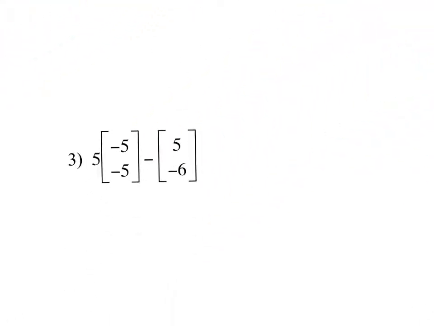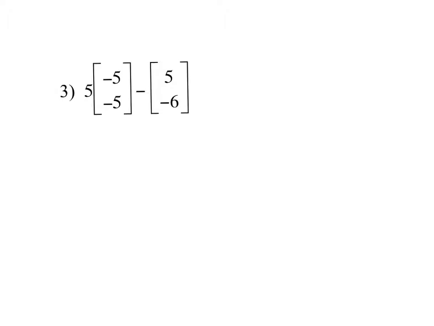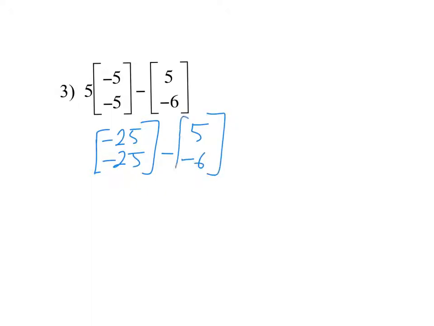Moving on to number 3. We've got 5 times a matrix minus another matrix. So what I might do first is distribute that 5 in. And when we do that, we get negative 25, minus 5, and negative 6. Negative 25 minus 5 is negative 30. Negative 25 minus negative 6 is negative 19.